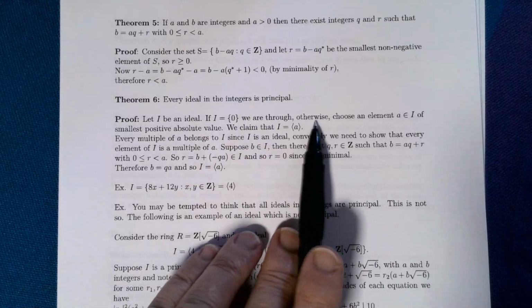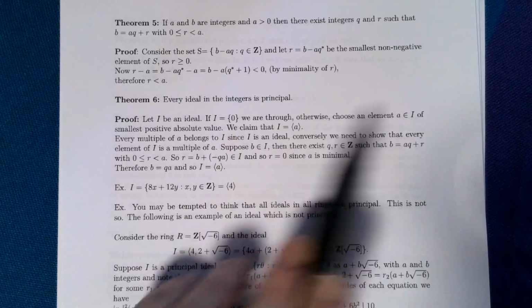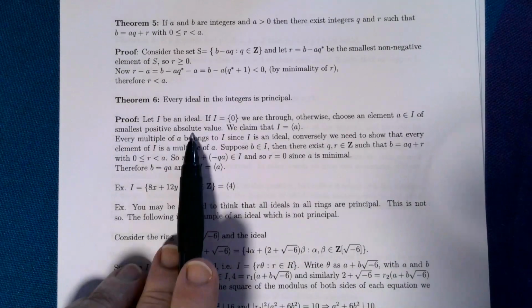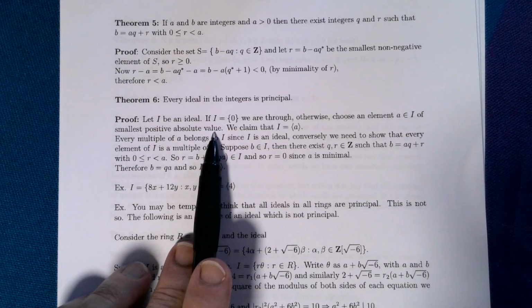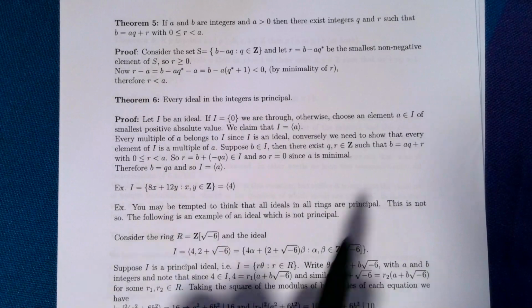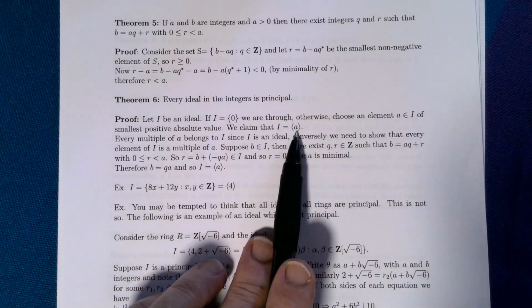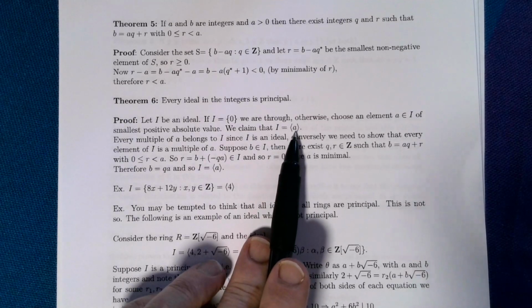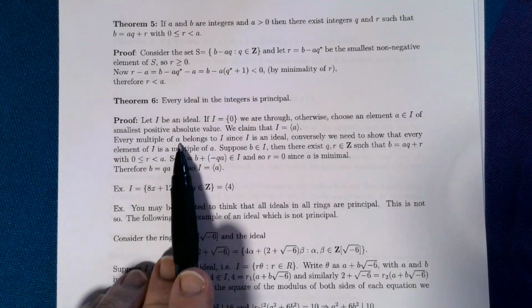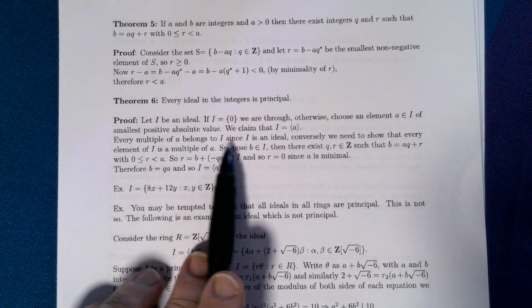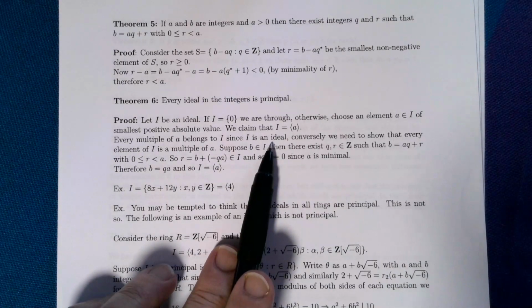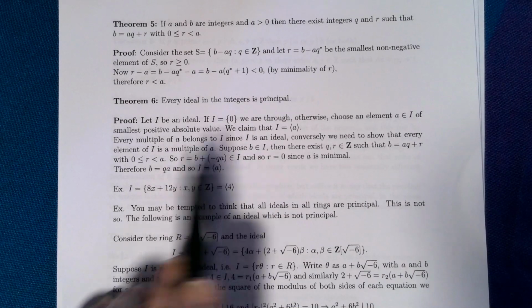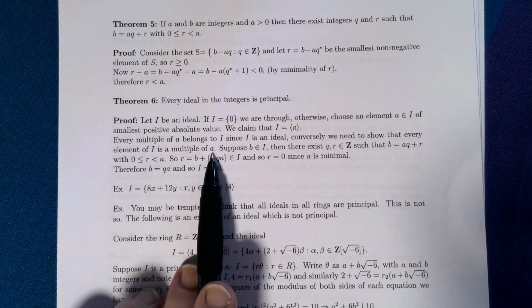Otherwise, we choose an element a of smallest positive absolute value, and I claim then that I is indeed just the multiples of this a. It's built up from taking multiples of a. So every multiple of a belongs to I, since I is an ideal. Conversely, I need to show any element of I is a multiple of a.